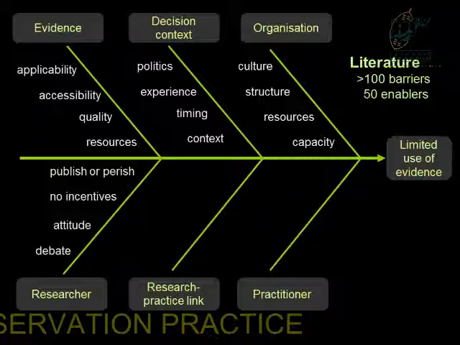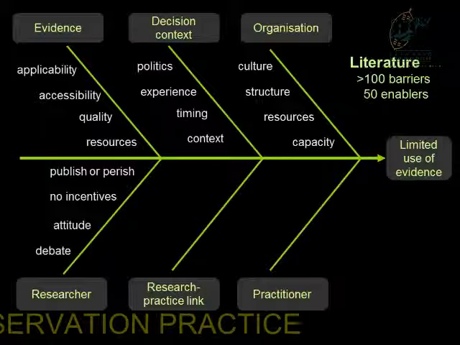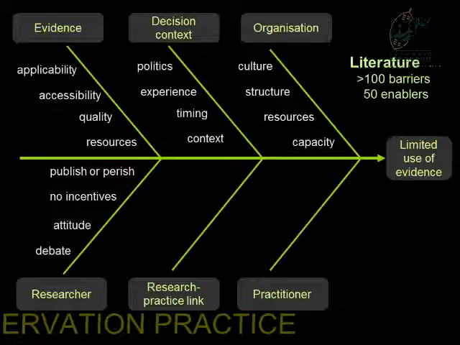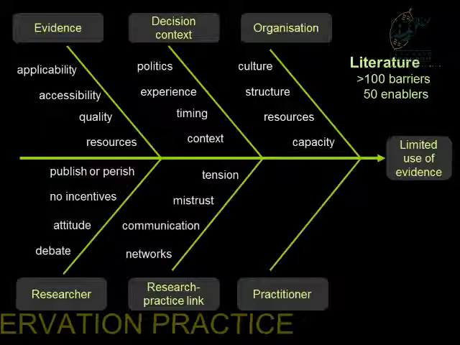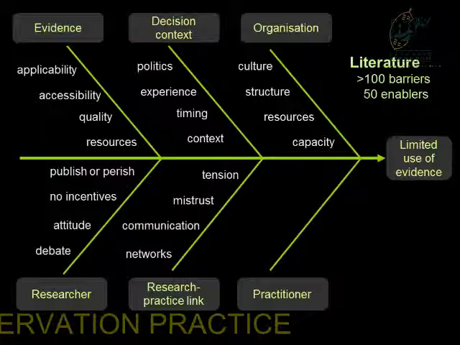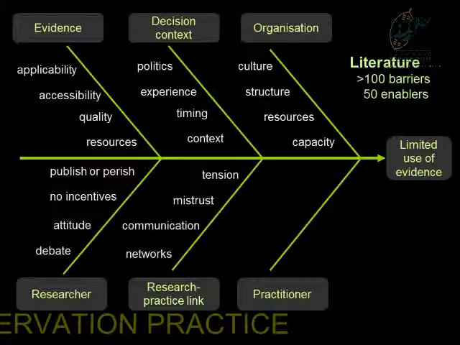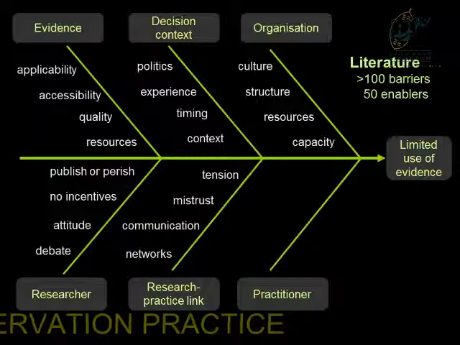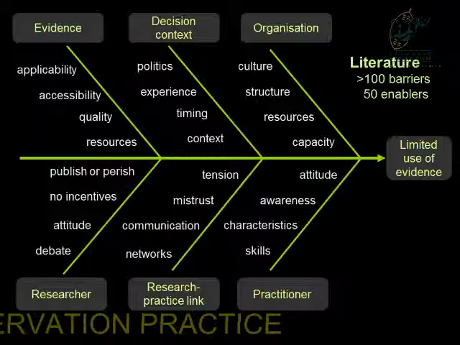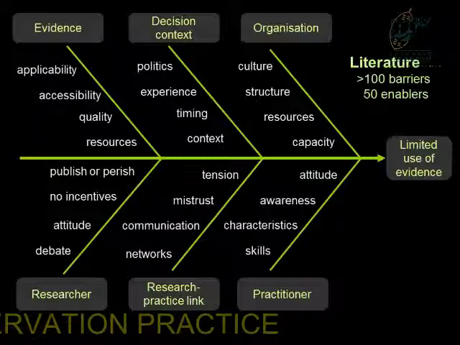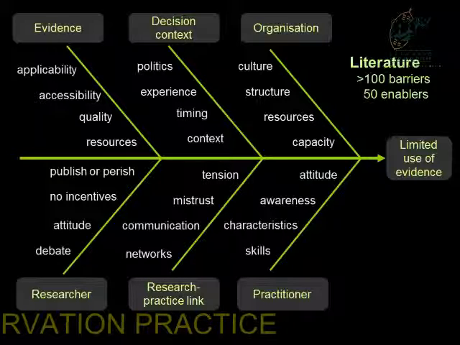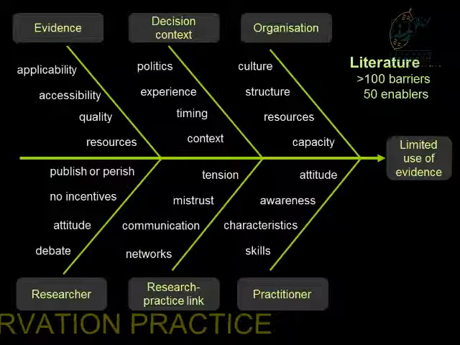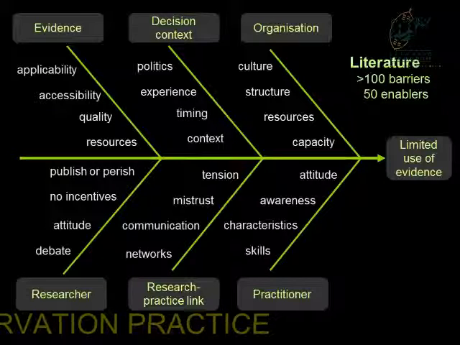At the researcher side, as we've talked about before, there's no incentives to be disseminating information, and the publish or perish idea. The links between researchers and practitioners, so there's tension, mistrust, communication barriers, and then lack of opportunities for networks. And then the practitioner side, that was heavily influenced by attitudes, awareness, characteristics of the individual, so experience and education, and their skills of being able to read scientific information.